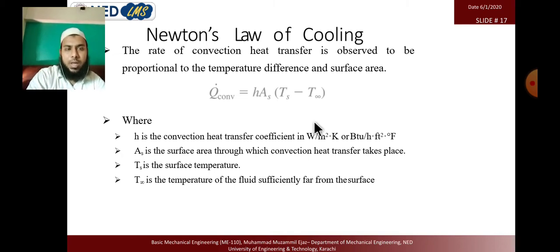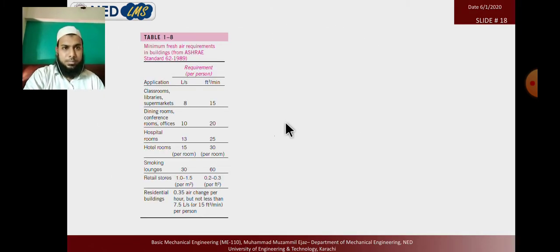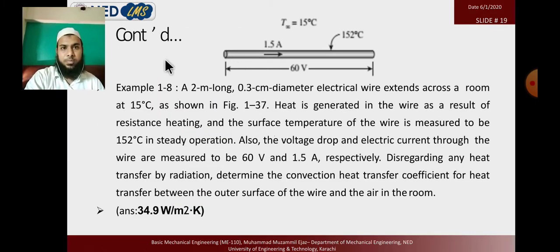Anyway, now we need to come to the numericals. We know Newton's law of cooling formula: Q, the heat transfer rate, is h A_s (T_s minus T infinity). T infinity is the surrounding temperature, T_s is the hot body temperature, A_s is the surface area of the hot body, and h is the heat transfer coefficient. So this is example 1.8. We just need to solve it. First we read it out and then we solve it.